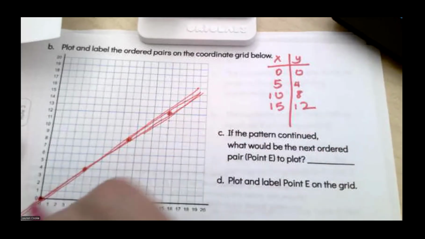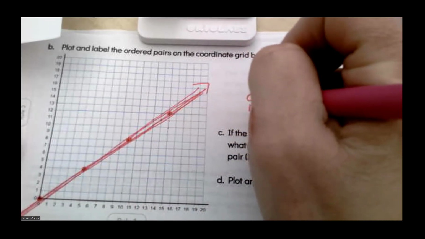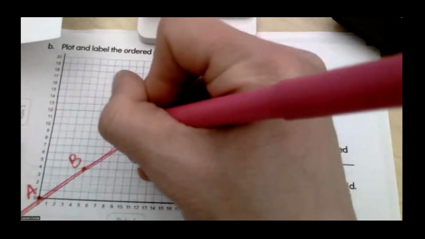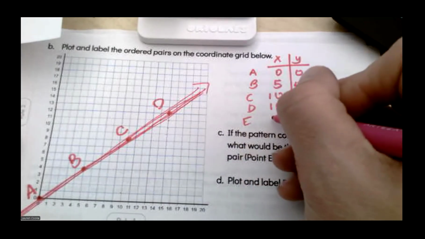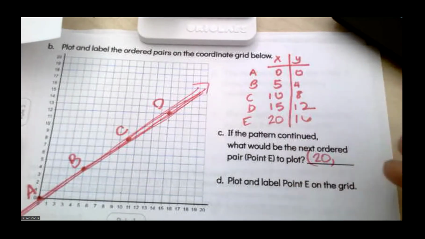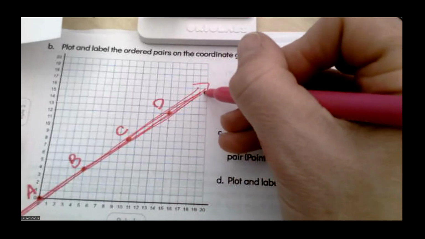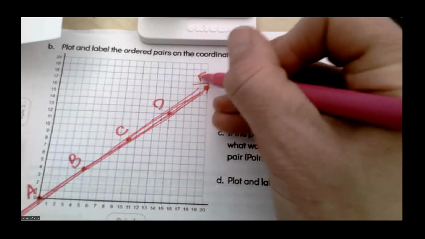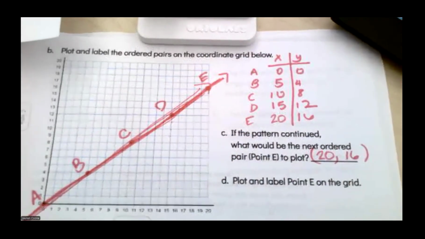I don't need to necessarily use a straight edge, but I just need to get those points in there. This is point A, B, C, D. If the pattern continued, what would be the next ordered pair for E? Well, this would be 20. So it would be 20 and 16. Right? Plot and label point E. 20, 16. Oh, look, it's right there. This is E, and it would go straight through. Okay. See how fun that was.